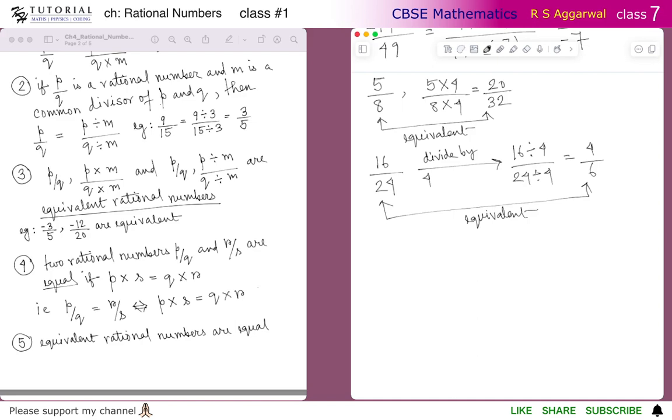Now, when are two rational numbers equal? Let's say you have two rational numbers, 4 by 3 and 5 by 6. How do we decide? How do we know that they are equal? We do it by cross multiplication, the cross product. We multiply 4 with 6 and we multiply 3 by 5.